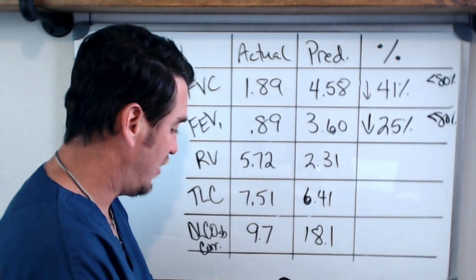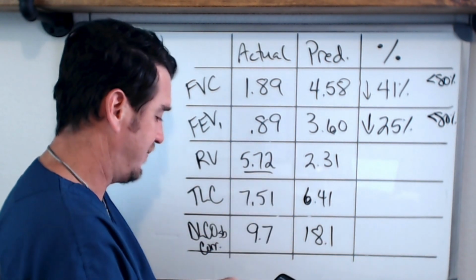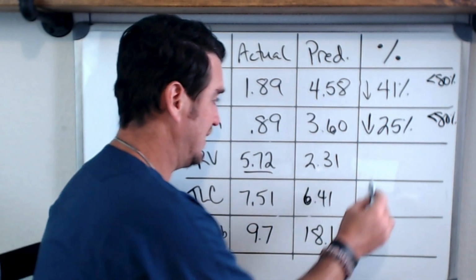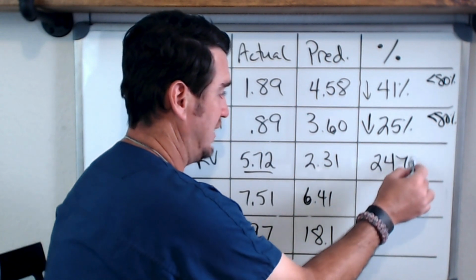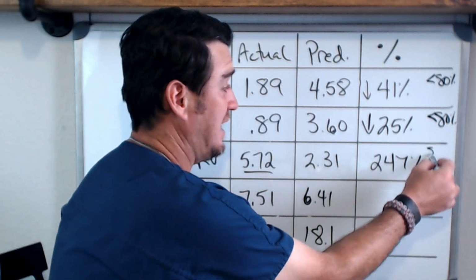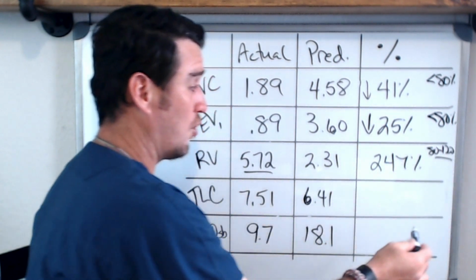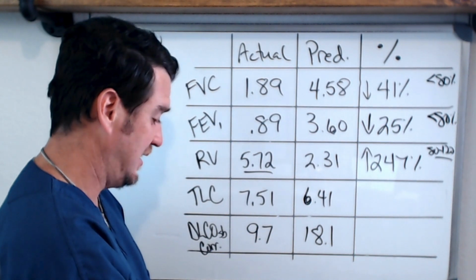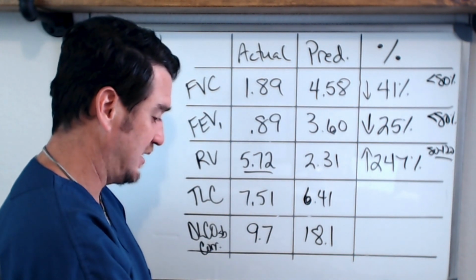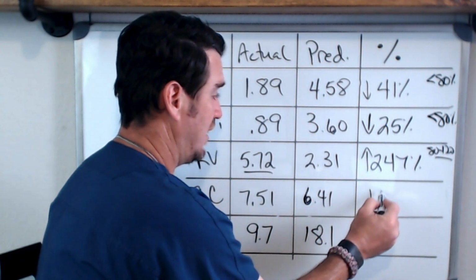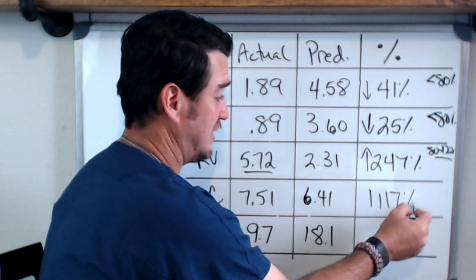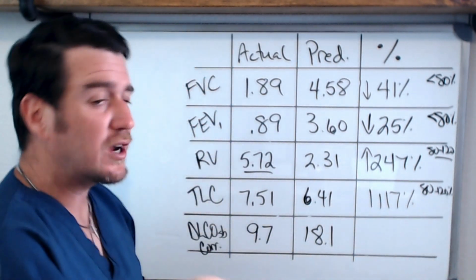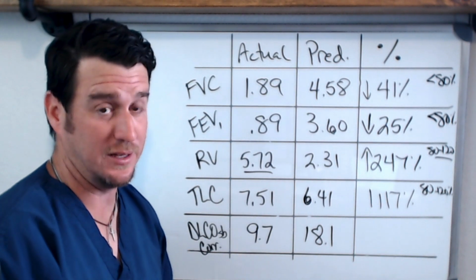When we look at our volume, we have residual volume of 572 divided by 231, and that is 247%. 80 to 120 is normal, so we know that this is increased. We can look at our TLC and see that 751 divided by 641 is 117%, and this actually falls in the normal range. So we're going to see something interesting when we get to the end of this, okay?